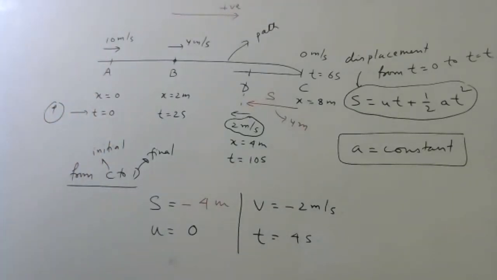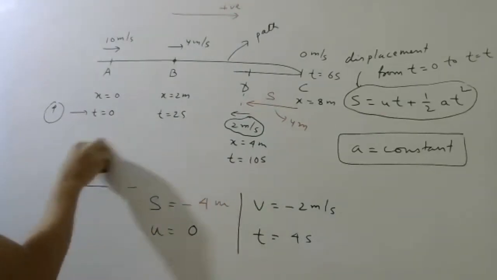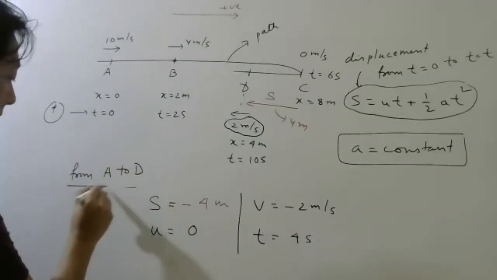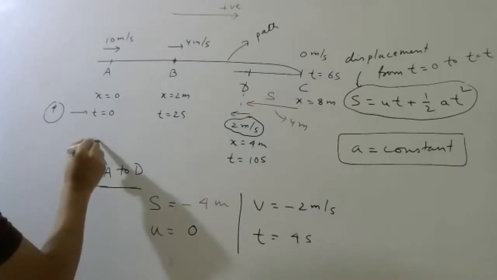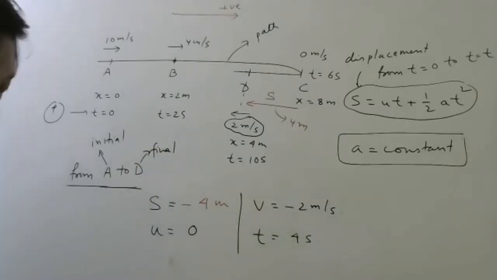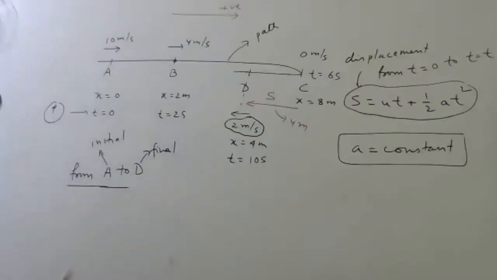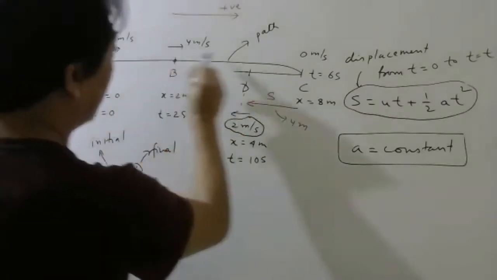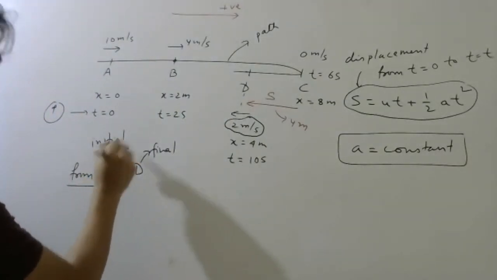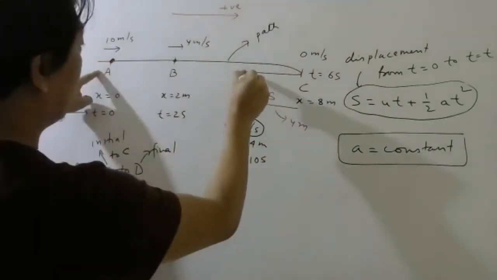Then I told you to try from where to where? A to D, I told. So this is initial now. This is final. A to D, this way, not directly A to D like this. Or I can say A to C, then to D, like this. So this is the initial point, this is the final point.